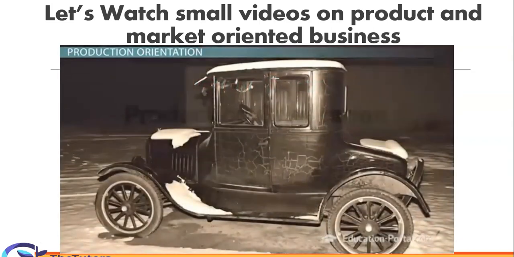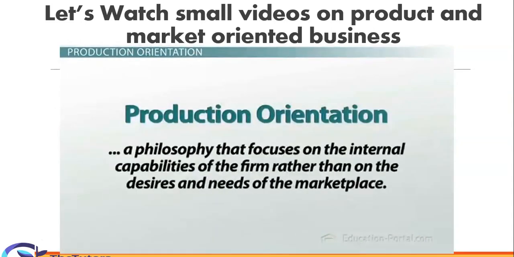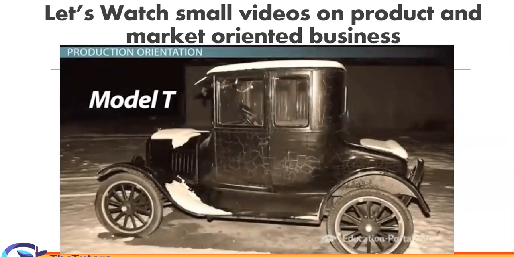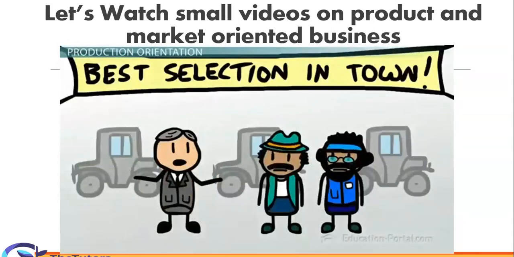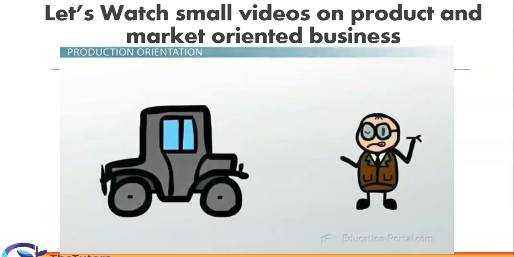Production orientation is a philosophy that focuses on the internal capabilities of the firm rather than on the desires and needs of the marketplace. Ford created one type of car and stated that the consumer could have it in any color as long as it was black. Firms that use this philosophy believe that they are utilizing their firm's strength in the best way. They look internally and decide how to proceed depending upon their own capabilities.